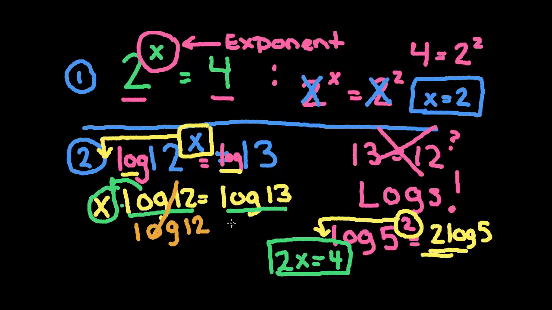But what I do to one side of the equation, I must also do to the other side of the equation. So I'm going to divide by log 12 on that side as well. That gives me now that x is equal to log 13 over log 12.